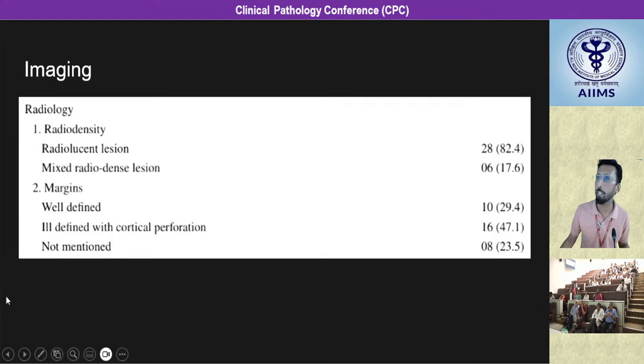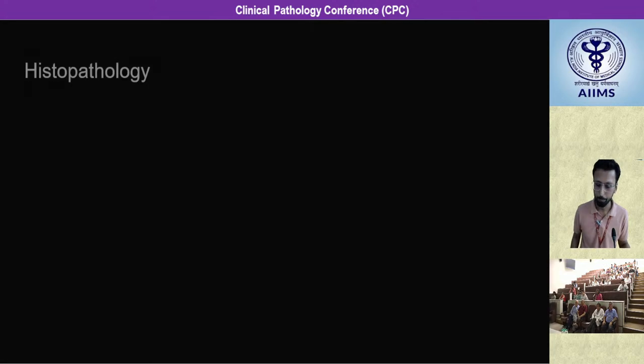So this is the imaging. Interestingly, it shows a radiolucent lesion, but it can also show a mixed radiodense appearance in some of the cases, maybe because of dentinoid. Now margins, this is very important, because it can show ill-defined margins with cortical perforation. That's why it shows a lot of recurrences. So in around 50% of cases, the margins are ill-defined with cortical perforation.